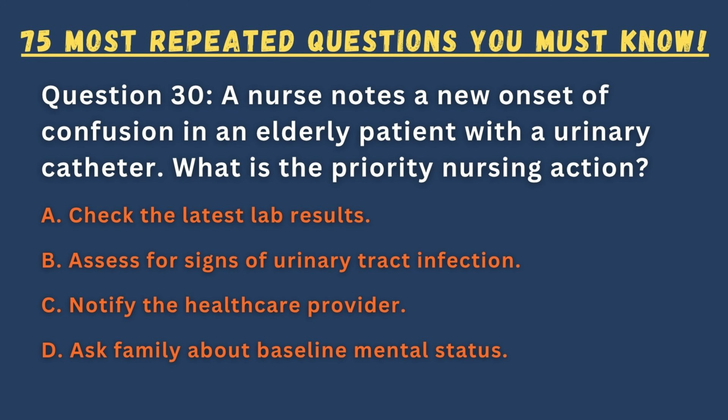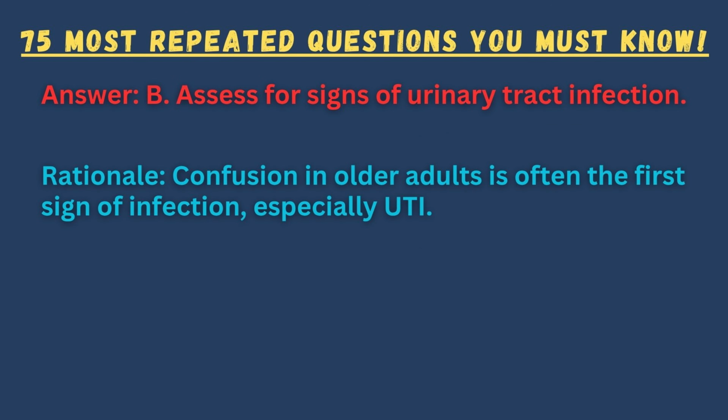Question 30. A nurse notes a new onset of confusion in an elderly patient with a urinary catheter. What is the priority nursing action? A. Check the latest lab results. B. Assess for signs of urinary tract infection. C. Notify the healthcare provider. D. Ask family about baseline mental status. Answer: B. Assess for signs of urinary tract infection. Rationale: Confusion in older adults is often the first sign of infection, especially UTI.